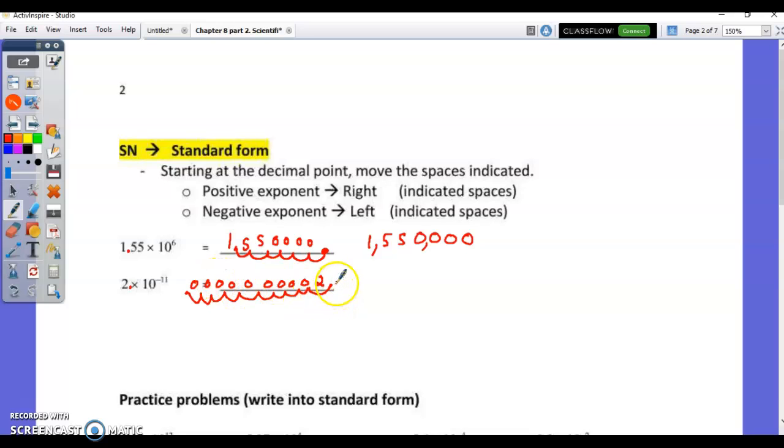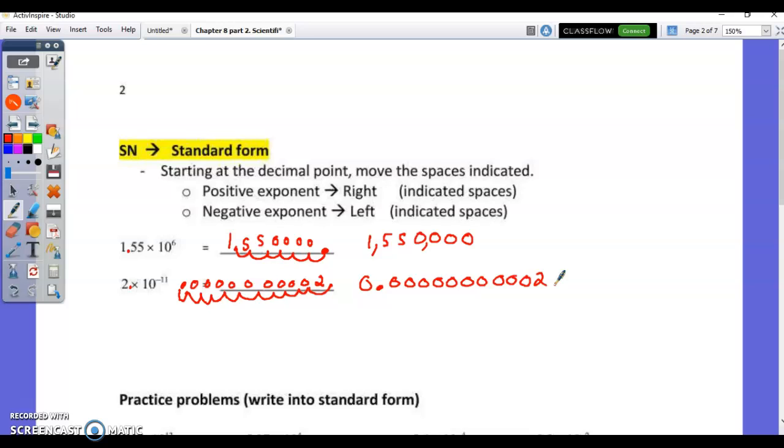Did I go enough? I have to go 11, right? 1, 2, 3, 4, 5, 6, 7, 8, 9, 10. I got to go 11, right? Because that's 11. So I should have 10 zeros. 1, 2, 3, 4, 5, 6, 7, 8, 9, 10. There we go. So this number written in standard form is 0. That's where our decimal point is. 10 zeros. 1, 2, 3, 4, 5, 6, 7, 8, 9, 10. 2. Really small number, which is why they like representing it in scientific notation.